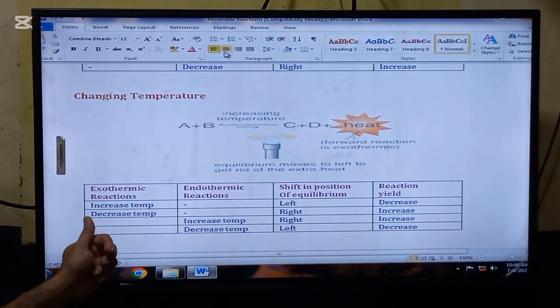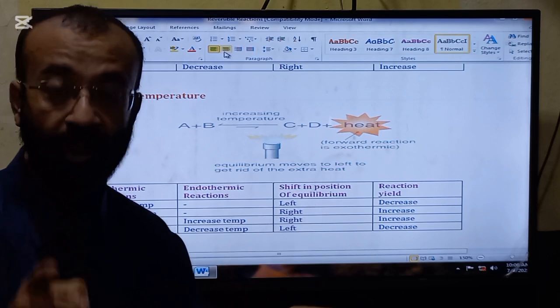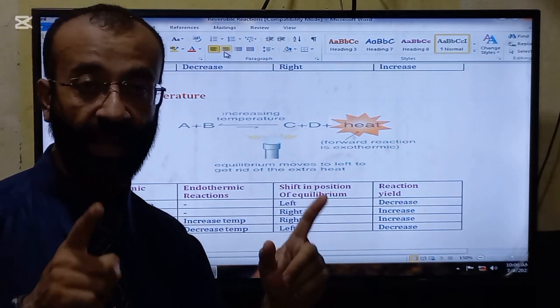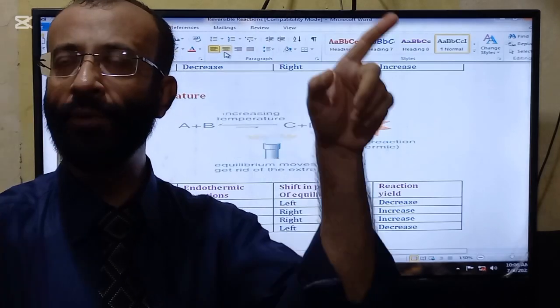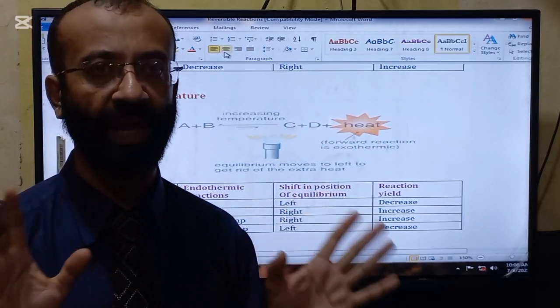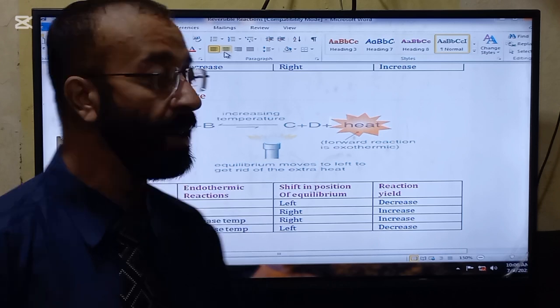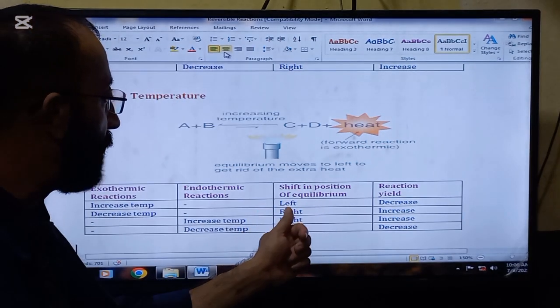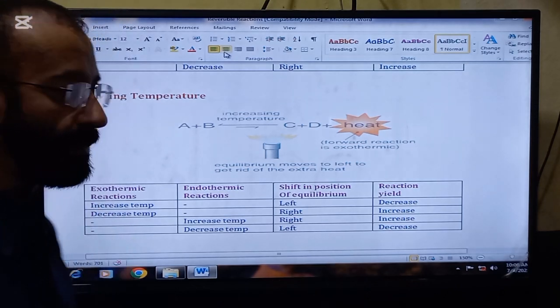On the other hand, if you decrease the temperature, yes, this will have a good impact on the reaction, because the reaction already gives out heat. If you decrease the temperature of the environment, that will have a very positive impact on the reaction. So the position of the equilibrium will shift towards the right, and the reaction yield will increase.